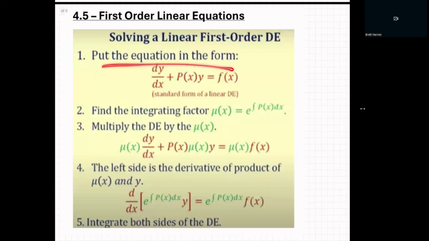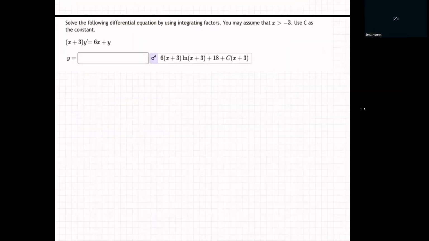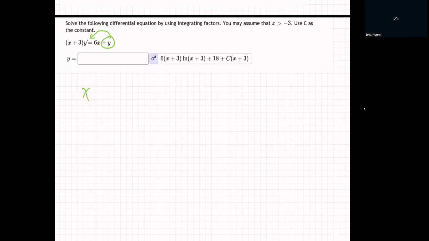Step one, you've got to put the equation in the form dy/dx, and then something times the y, and then stuff on the other side. So we've got to do that first off. In particular, we're going to have to get this y term over there. So we're going to have (x plus 3) times y prime minus y equals 6x.